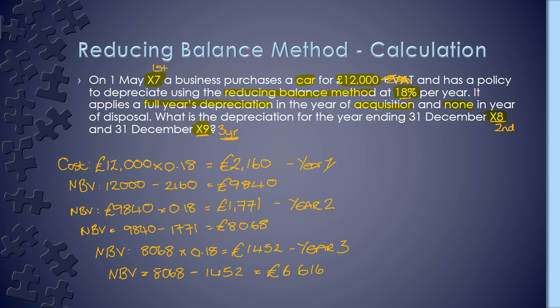So going back to the question then, what is the depreciation for the year ending X8 and X9? So we already identified that X7 was our first, X8 our second, X9 was our third. So our answer would actually be 1,771 in X8 and 1,452 in X9.